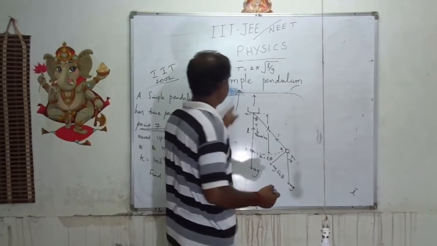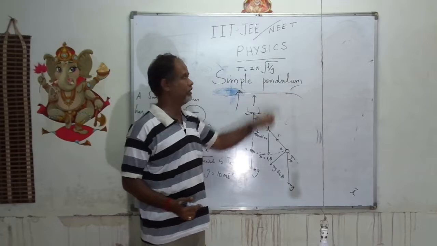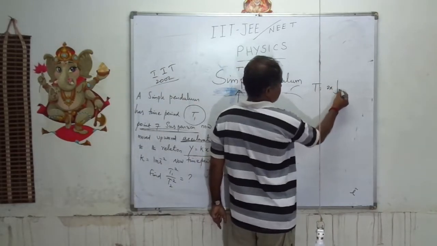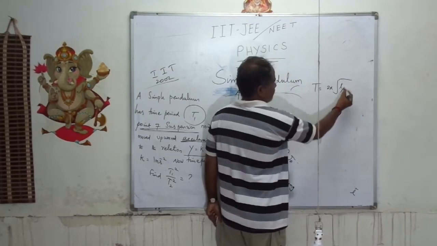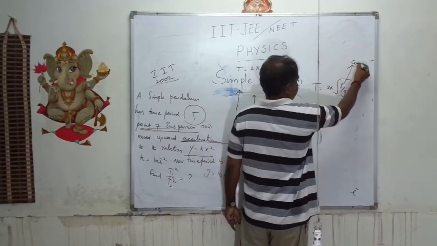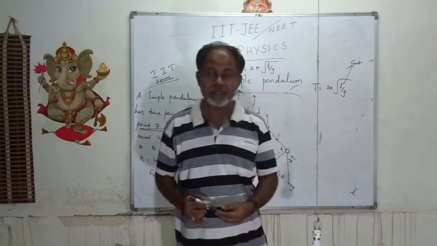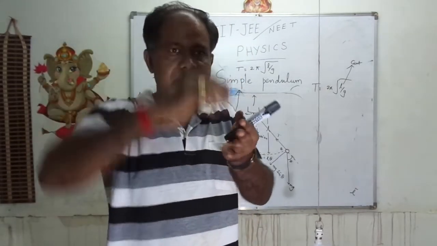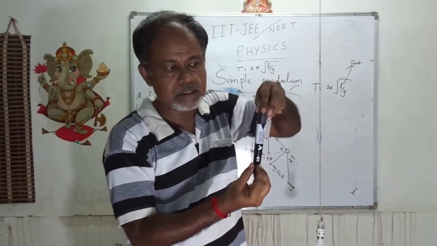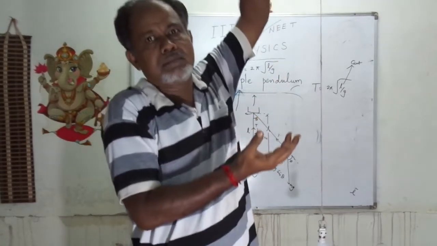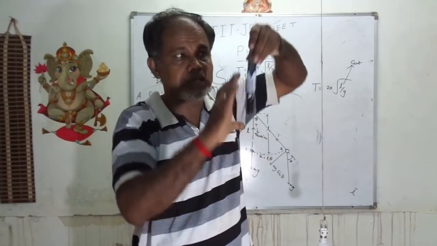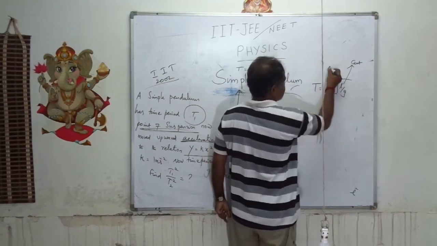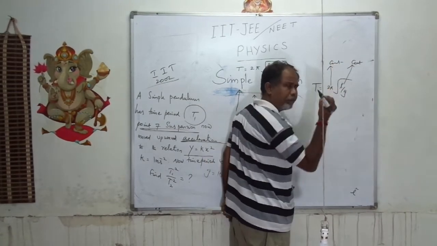Here the formula for the time period is T equal to 2π under square root of L by g. Here L is constant. Why? We are not changing the length of the pendulum; we are just moving the whole system. That means the length of the simple pendulum is constant. 2π is also a constant number.